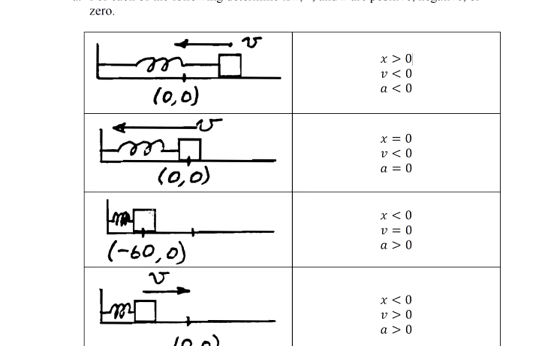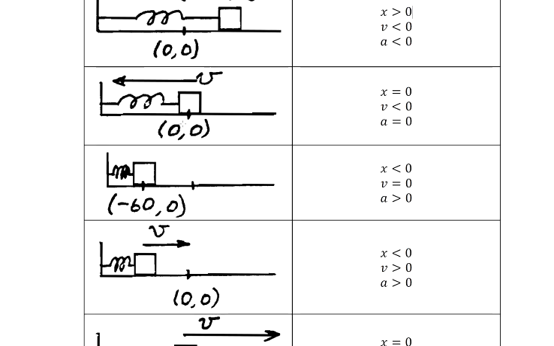Look at this second image here. We're at the equilibrium and we continue to move to the left. Well, velocity is negative because we're moving to the left. Acceleration is 0 because, write this down, at the equilibrium position, acceleration is 0. And x is equal to 0 because we're at the equilibrium position. So x equals 0.